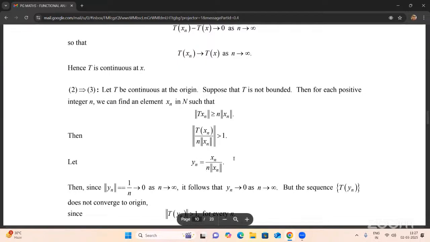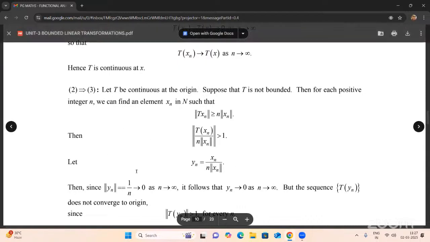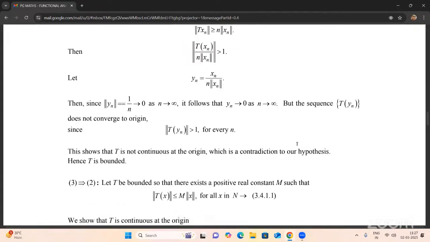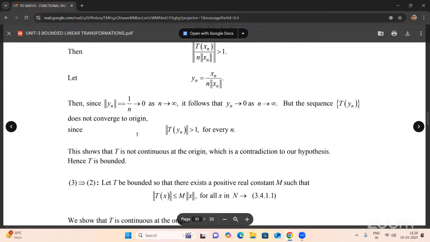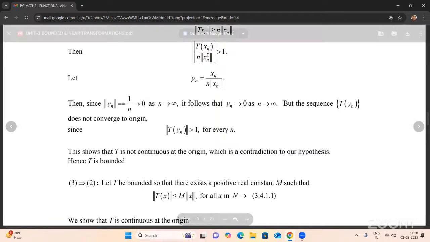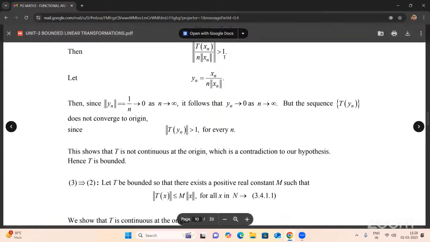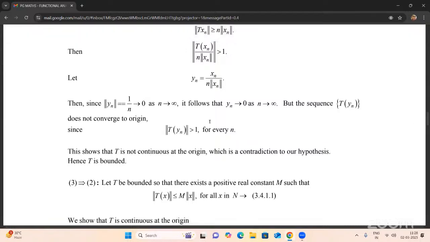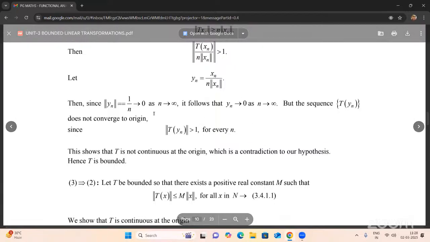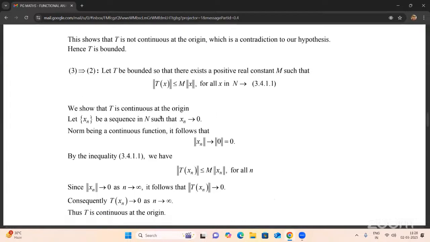Because yn converges to 0 as n tends to infinity, applying the limit on both sides, 1 by n always approaches 0. But the sequence norm T of yn does not converge to origin, because norm T of yn is greater than 1 for every n. So this shows that T is not continuous at the origin. So that is the contradictory part. Suppose T is not bounded, that is the contradiction, which means the given transformation is bounded.